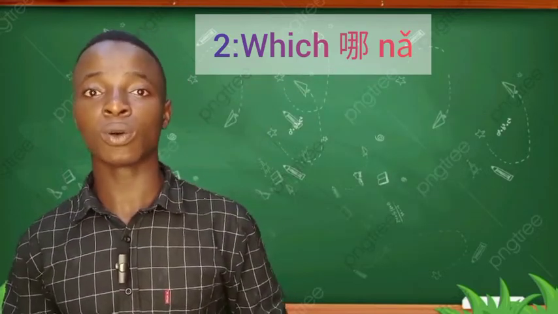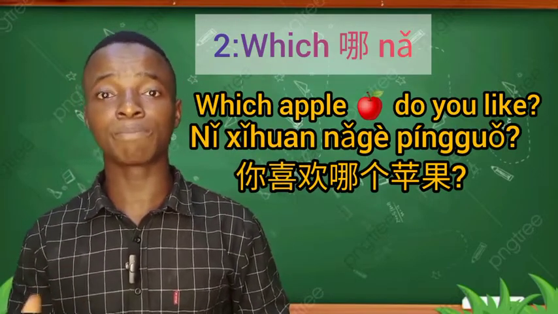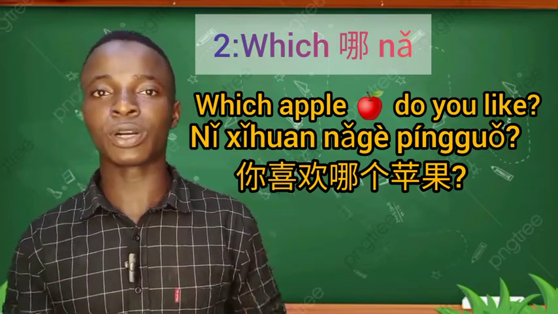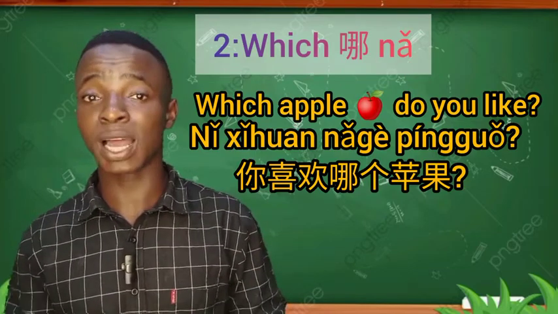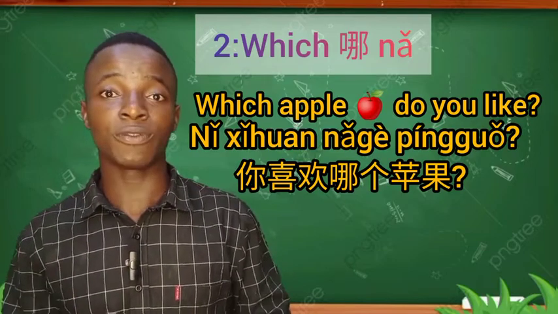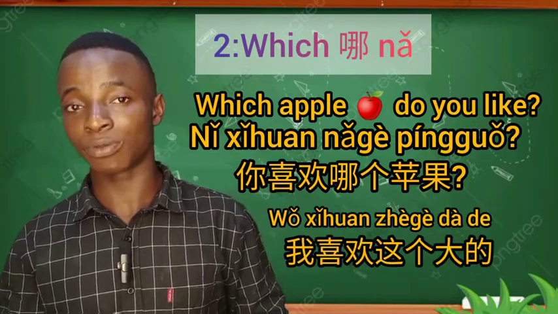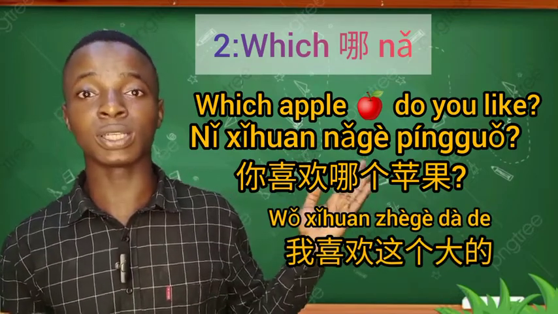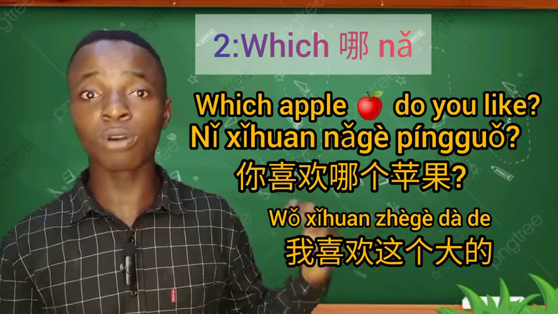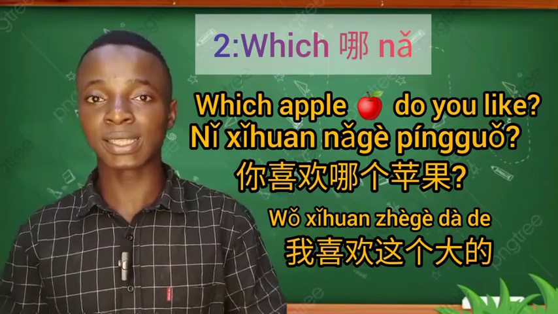The second question, which apple do you like? 你喜欢哪个苹果？ Let's take for example, your friend took you out and he or she was asking you, among the whole apples here, which one would you like to choose? So if I'm in that situation, I like big things. So I'll say, I like big apples. I will say, 我喜欢这个大的。I like this big one. 这个 is this. 这个大的 this big one.